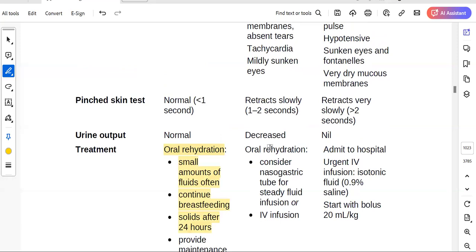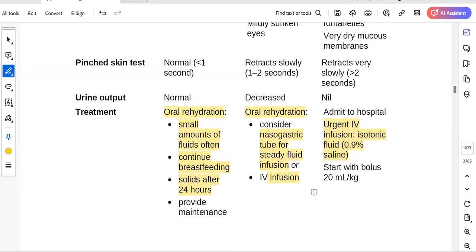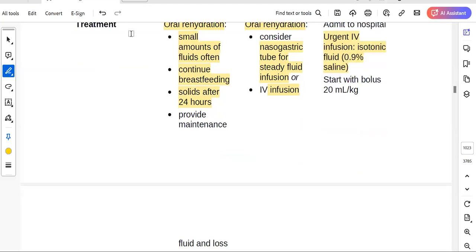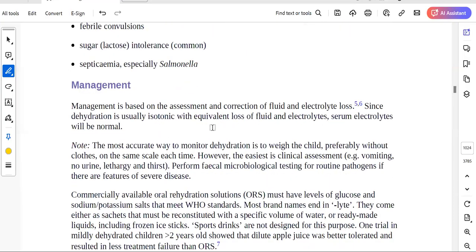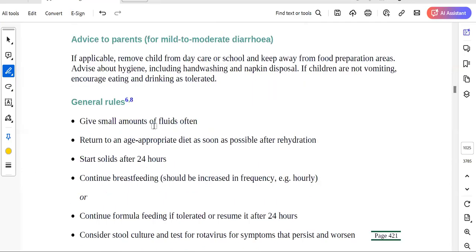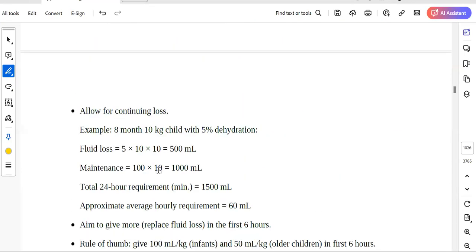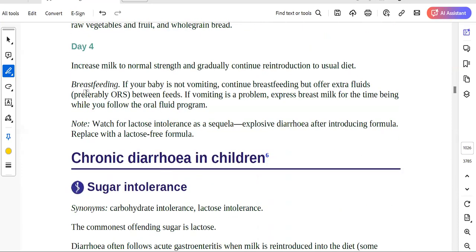If it is moderate dehydration, oral rehydration can be done by NG tube. If an NG tube is not possible, then IV fluid. So for moderate dehydration, the child needs to be sent to the hospital. First, they can try just NG feeding. If NG feeding is not possible, then IV fluid. And definitely for severe dehydration, urgent IV fluid will be needed. So you can go through this management of diarrhea in children, not super important.